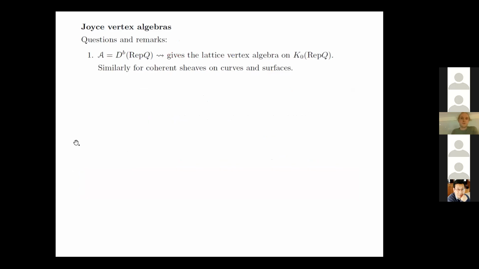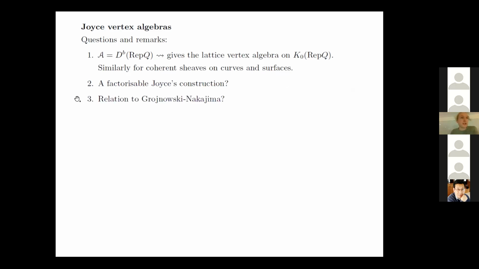Right. So I'll make a few quick remarks about this construction. Firstly, if you take the derived category of representations of a quiver, you get a lattice vertex algebra on the lattice given by K_0 of representations of the quiver. Similarly for coherent sheaves on curves and surfaces, by a result of Gross, you get a super lattice vertex algebra. It's not known whether you can factorize this definition, so whether there's a factorization algebra rather than just a vertex algebra. It might be an interesting task to see if this is true.